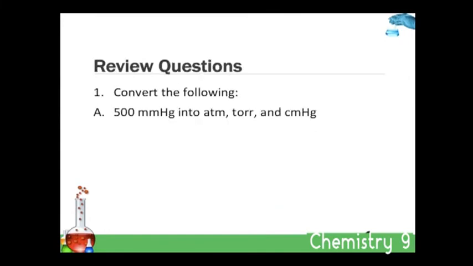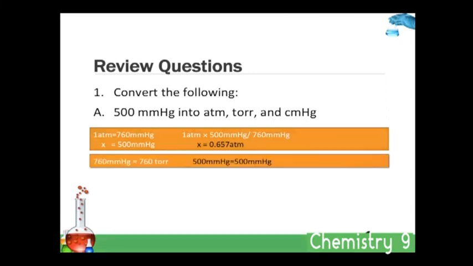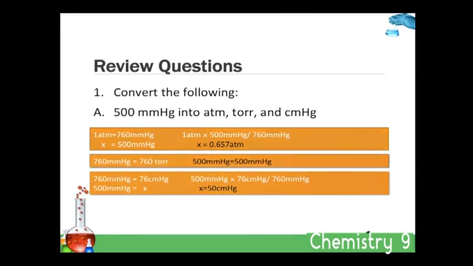Convert the following: 500 millimeters of mercury into atmosphere, torr, centimeters of mercury. For atmospheres, it is 0.657 atmospheres. For torr, it is the same as the millimeters of mercury. For centimeters of mercury, all you have to do is move the decimal place, so it's 50 centimeters of mercury.